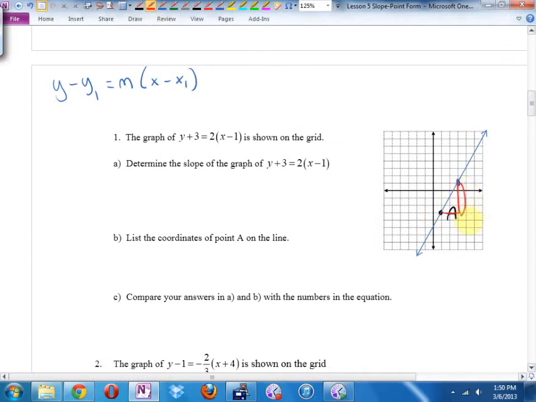What's the rise? 4. Over 2. What's the slope? 2. Does that match with where we thought the slope went in this new form, this slope point form? Yeah.